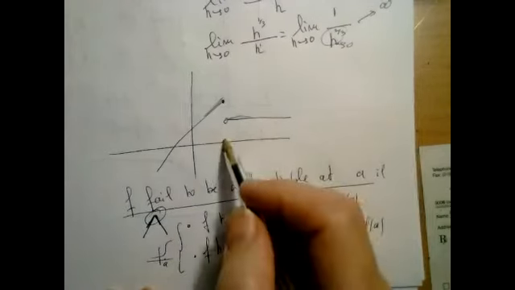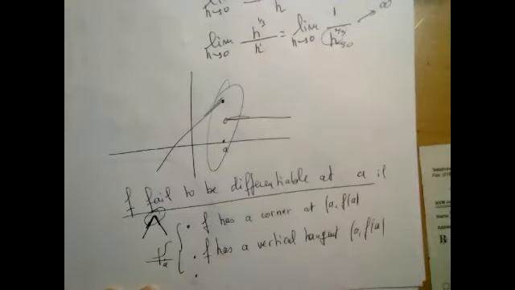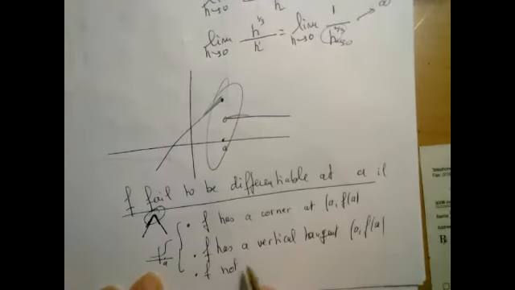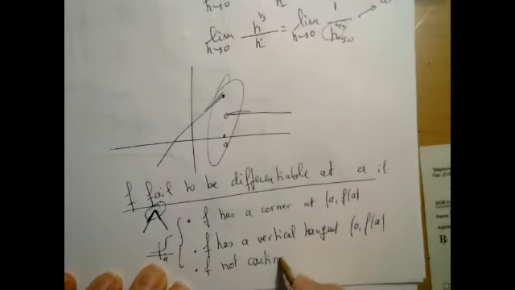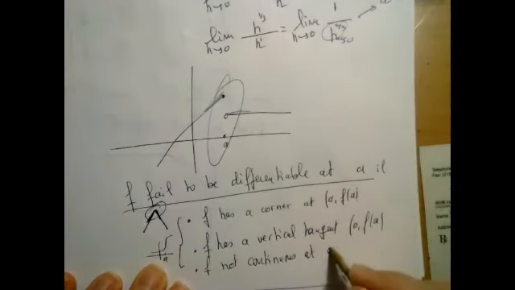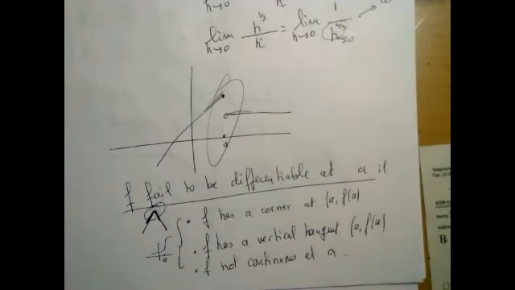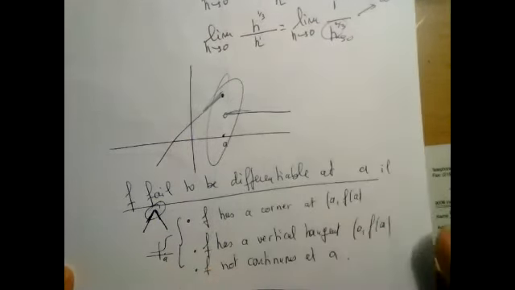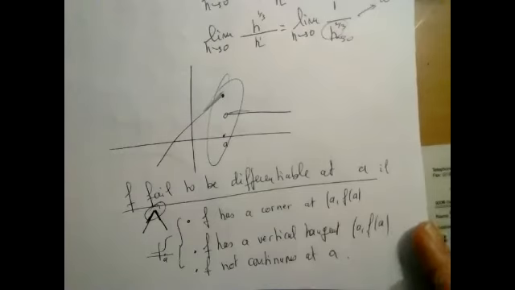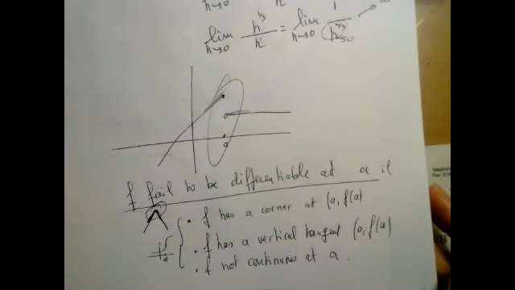And finally, if the function is not continuous, it means it's breaking. So f is not continuous at A. So these are the scenarios where the function fails to be differentiable. Okay. So now let me take a graph of a function, and we're going to sketch its derivative. Back to sketching f prime. I'll take one example. Let's see what it is. So the question is, sketch the graph of f prime.